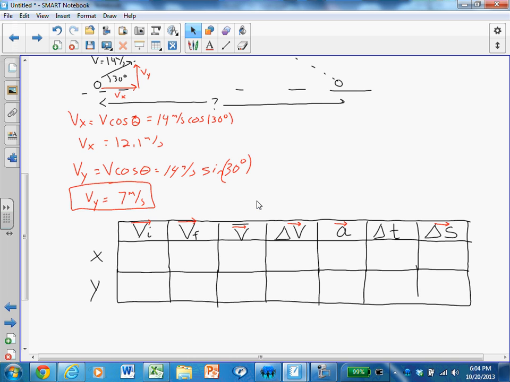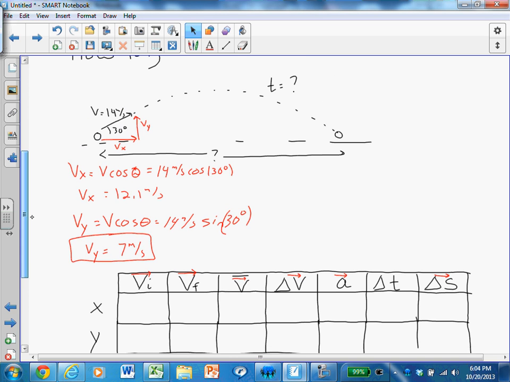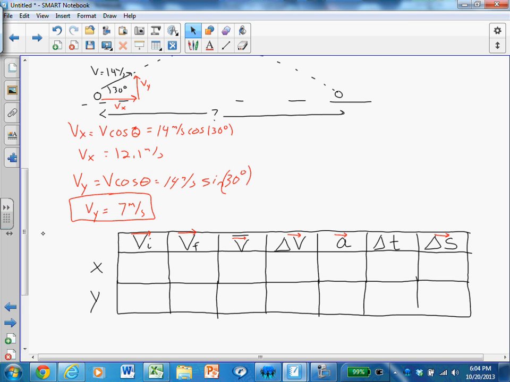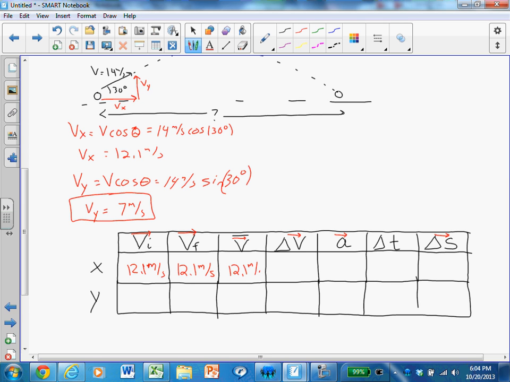So let's think about the x direction. Well, we have the 12.1 meters per second in the x, and that will stay the same throughout. Which makes this 0 and that 0. Do we know anything else in the x?